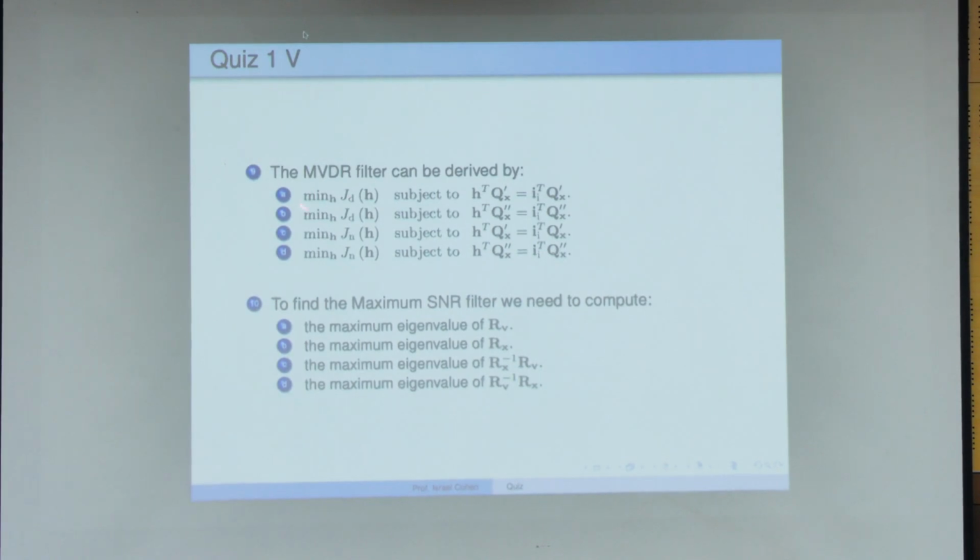Nine. The MVDR filter can be derived by A, B, C, D. Okay, let's check C.